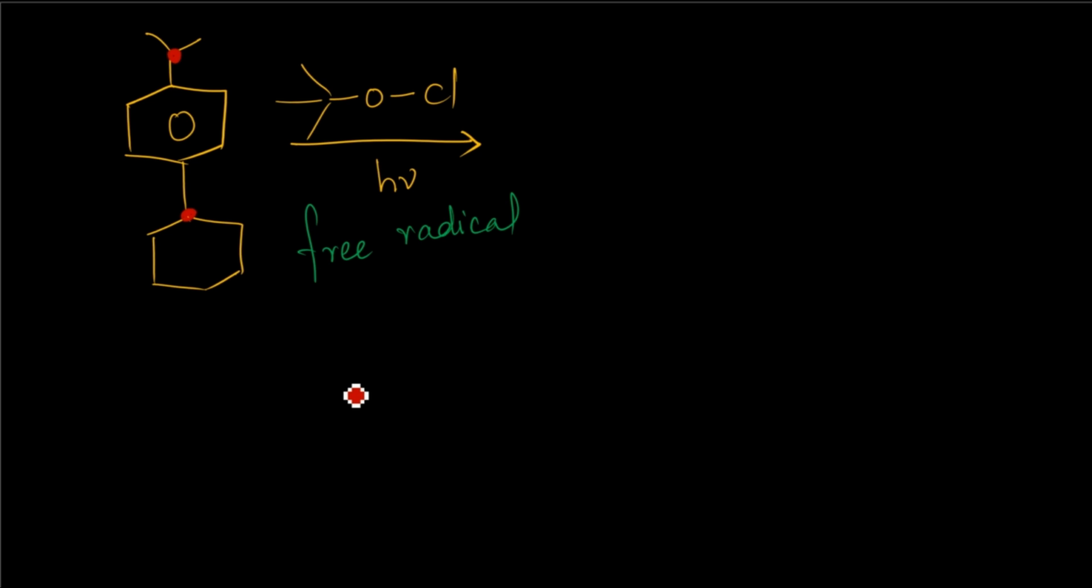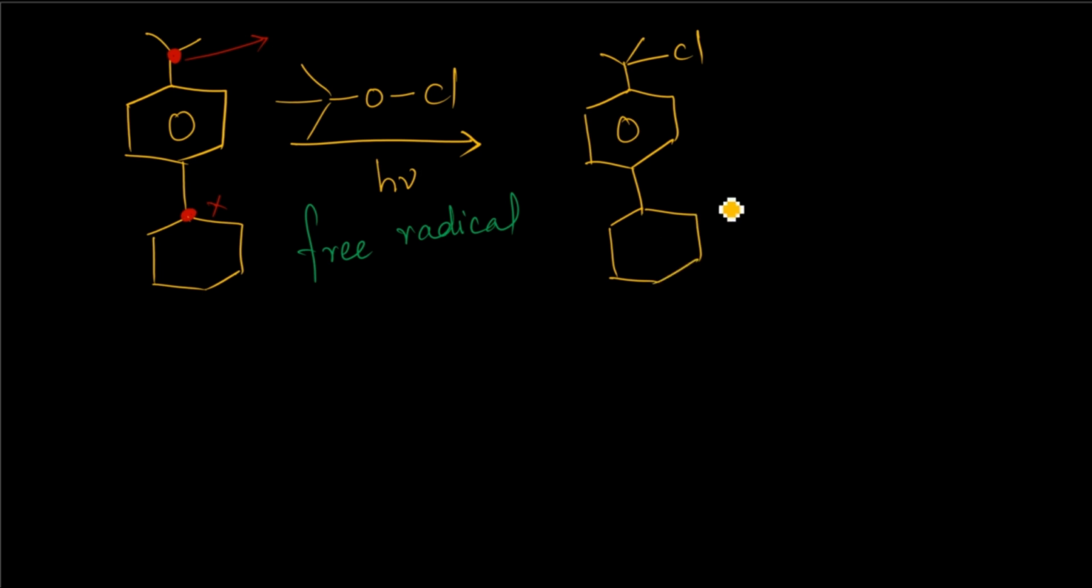Correct. So which would be more favorable for the first step? Obviously this position. Why, ma'am? Because this can do the resonance. The resonance stabilizes that, more than this position. Okay. So the first product formed would be the one that will be having Cl.